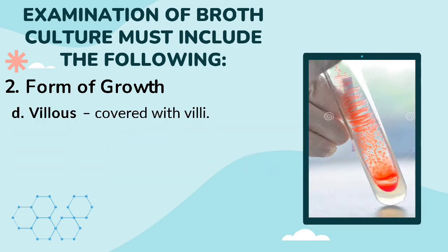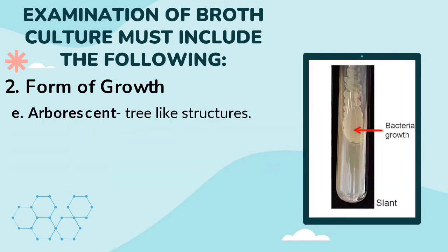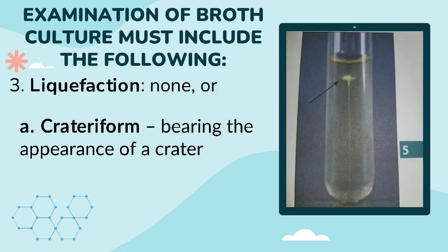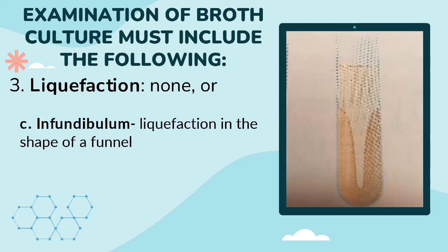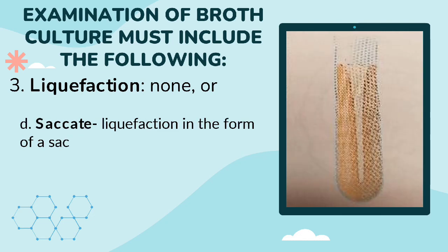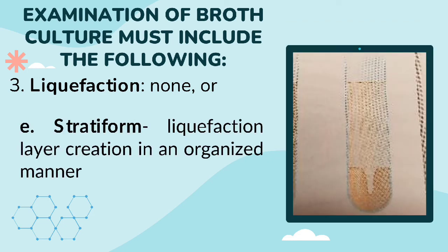Villus, covered with villi. Arborescent, tree-like structure. Liquefaction, none or crateriform, bearing the appearance of a crater. Napiform, liquefaction in the shape of a turnip. Infundibuliform, liquefaction in the shape of a funnel. Saccate, liquefaction in the form of a sac. Stratiform, liquefaction layer creation in an organized manner.